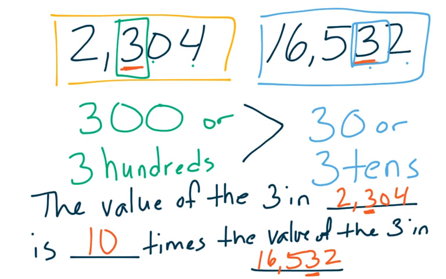Now, don't let it confuse you, because 16,532, that's a bigger number. We can all agree that 16,532 is larger than 2,304. But we're focusing on the value of that 3. And that 3 in 2,304 is larger than the 3 in 16,532, or 3 tenths.